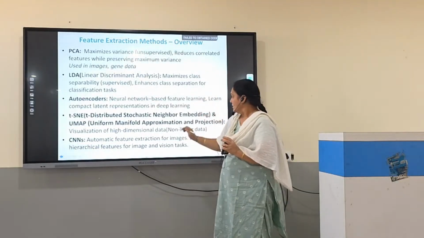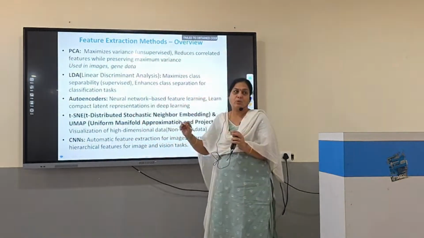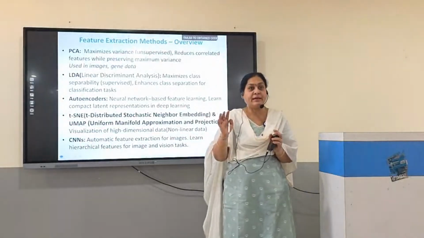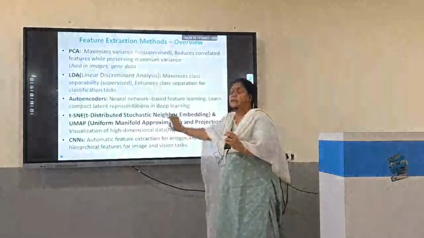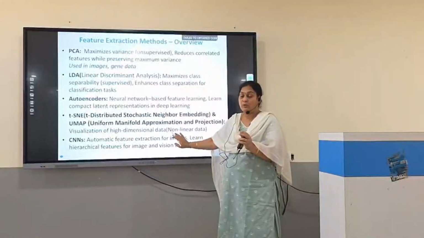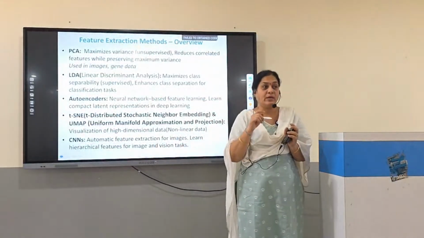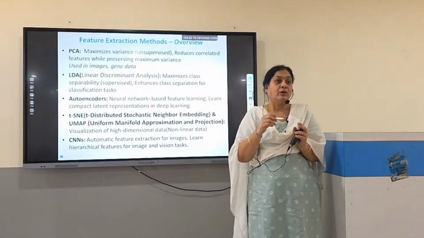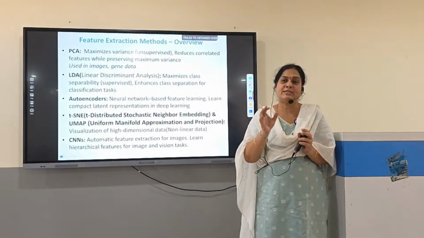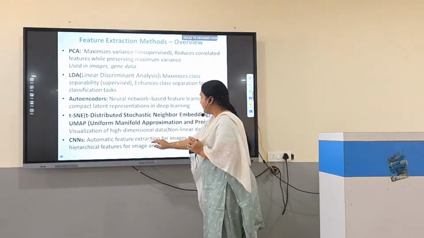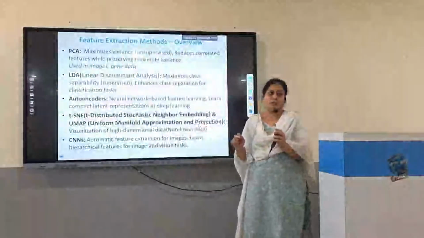These are for visualization. Basically, these two methods are used for visualization. When you want to visualize this high-dimensional data, you can use t-SNE and UMAP. And CNNs are basically used for images. So when you are working with image data, you can use CNN to identify the important features from the image data. CNNs automatically highlight features for images and visual tasks.